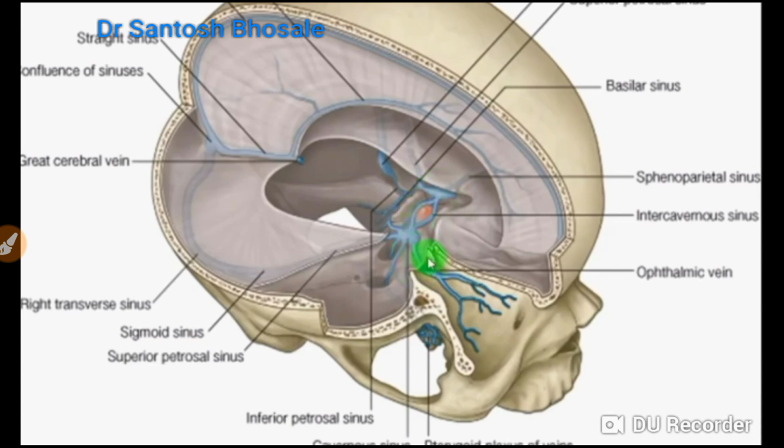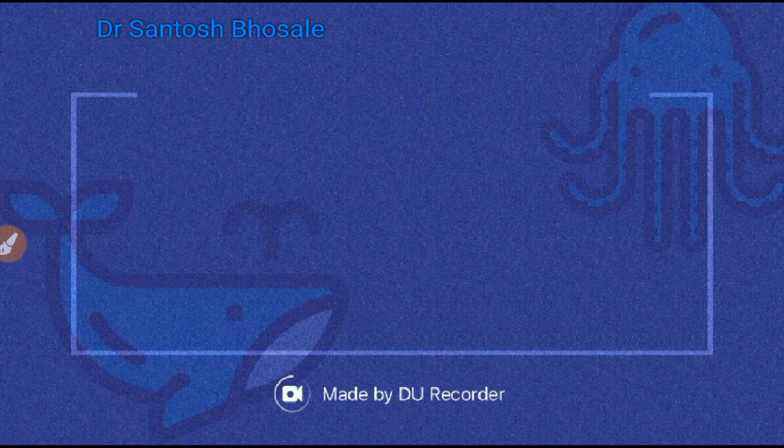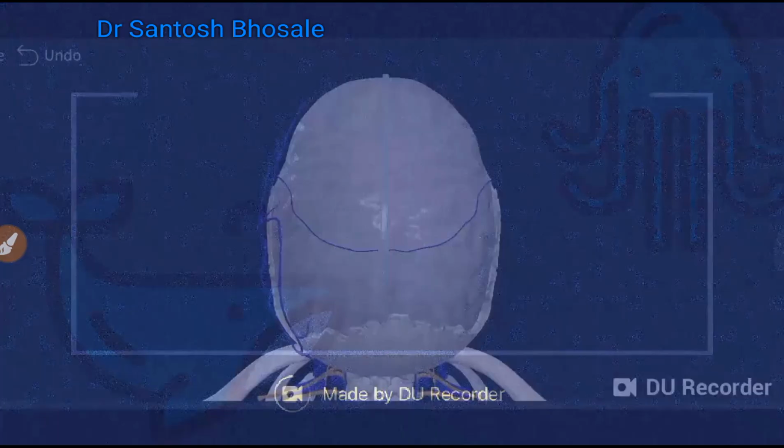And here you can see the two cavernous sinuses are communicated by the anterior and posterior intercavernous sinus, and it receives three veins from the orbit: superior ophthalmic vein, inferior ophthalmic vein, and central vein of retina, that you can see here.